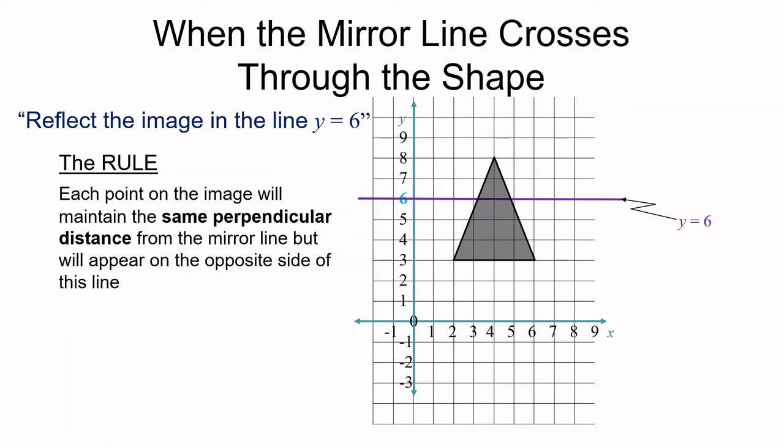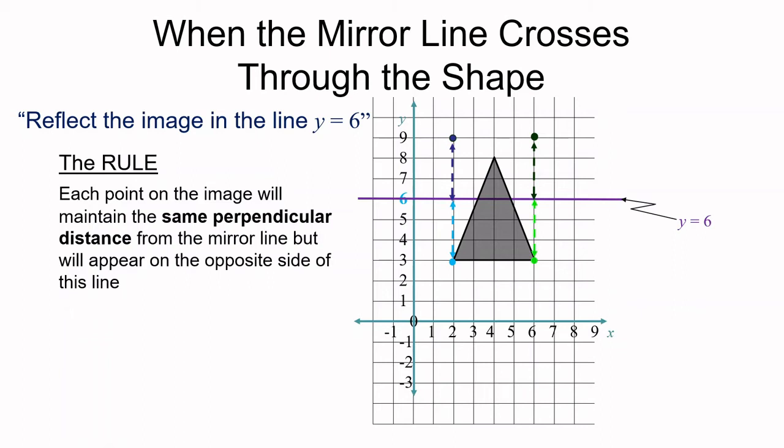So we need to measure the perpendicular distance of each of the vertex points of the triangle from the mirror line. This first point down here is 3 squares below the mirror line. So let's measure 3 squares above the mirror line. That is placing the reflected image on the opposite side of the mirror line. This next point down here is 3 squares below the mirror line as well. So again, we'll place its reflection 3 squares above the mirror line.